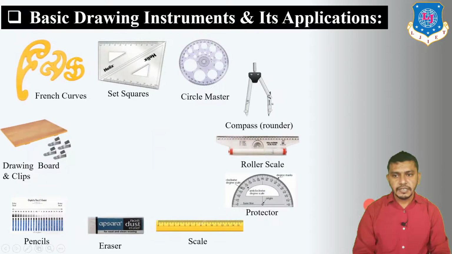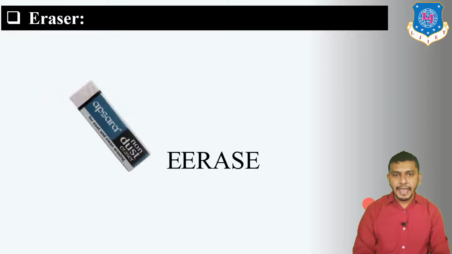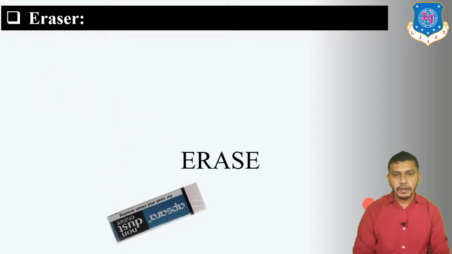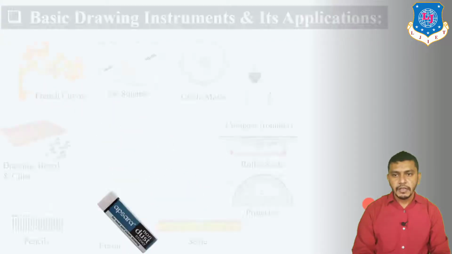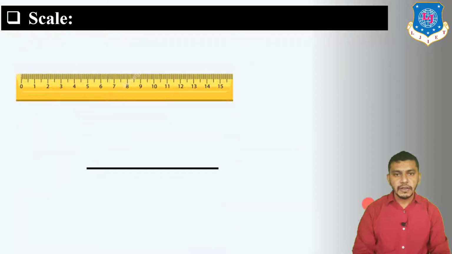Now next is the eraser. What is the application of the eraser? All of you know that the eraser is used to erase errors occurring in the drawing. Next is the scale. What is the application of the scale? The scale is used to measure distance or to take linear measurements.